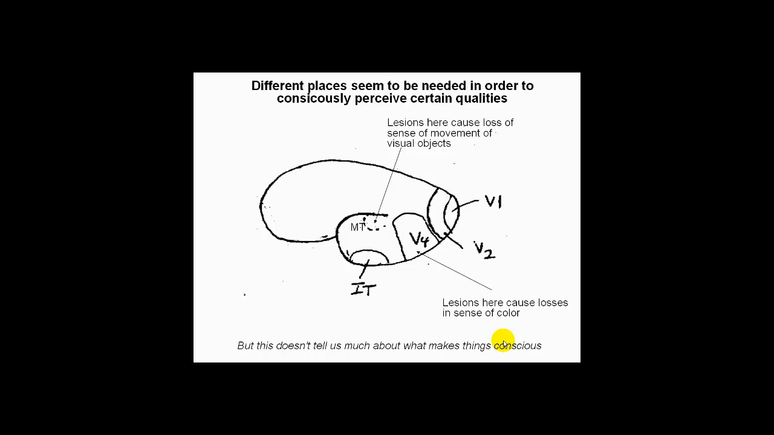First of all, we of course already know that different places in the brain are specialized for doing processing, which leads to conscious appreciation of different qualities, with movement over here, we talked about the moving disk, or color over here, but that doesn't really help us very much. That doesn't do very much for us by itself.